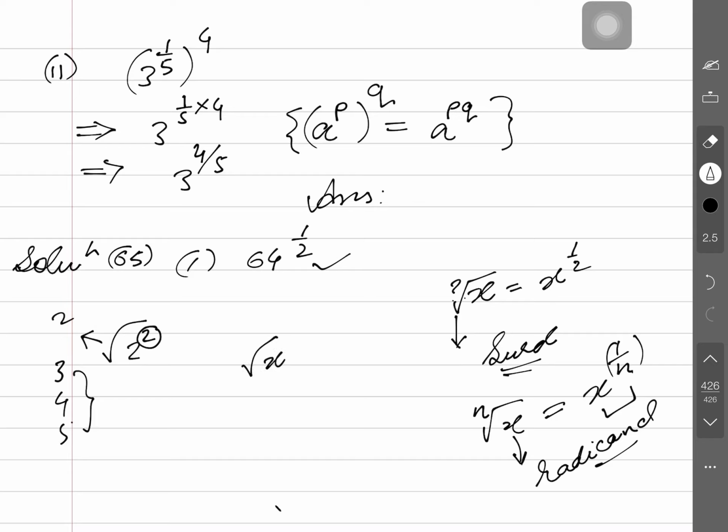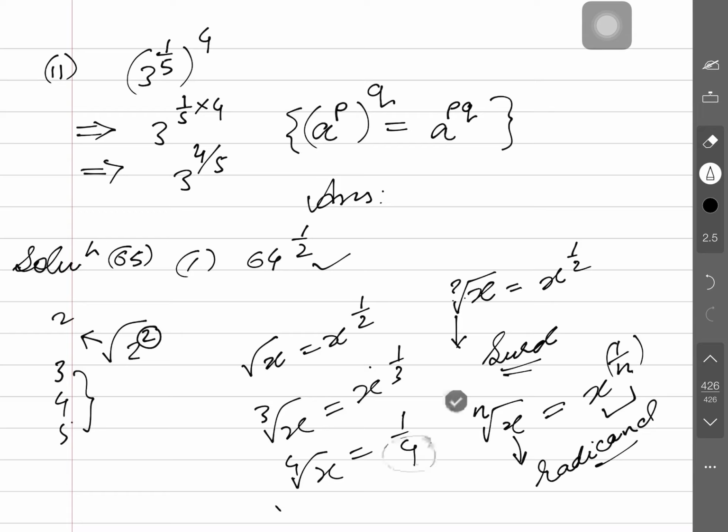If nothing is written here, it means x to the power 1 by 2, index 2. If it is 3, it shall be x to the power 1 by 3. Again for 4, it shall be 1 by 4. Is that clear? So the index is 4, and the fractional power is 1 by 4. So the index is 2, 3, 4. If the index is 2, nothing is written here, it is simply written in the surd or radical form, right?